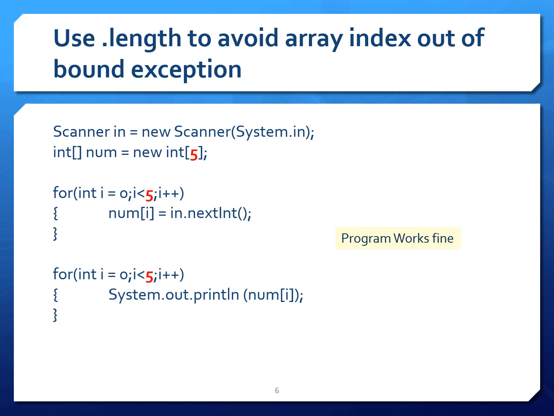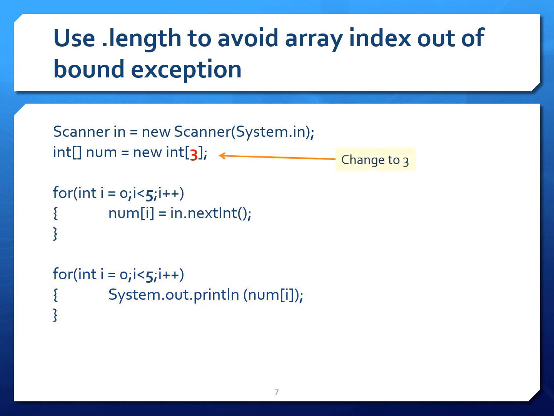We can use .length to avoid array index out of bound exception. In this example, the array size is 5. The first loop will loop 5 times to get the number from keyboard and initialize the array. And the second loop will loop 5 times to print the content of the array.